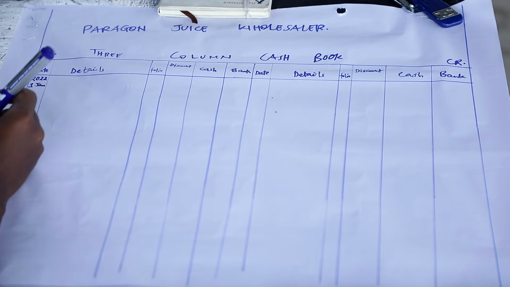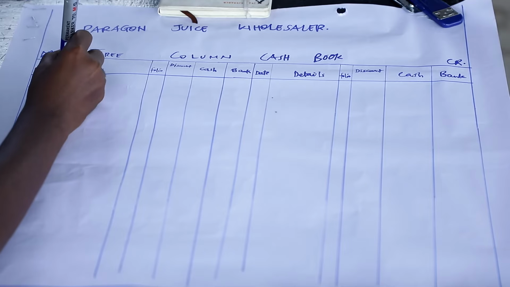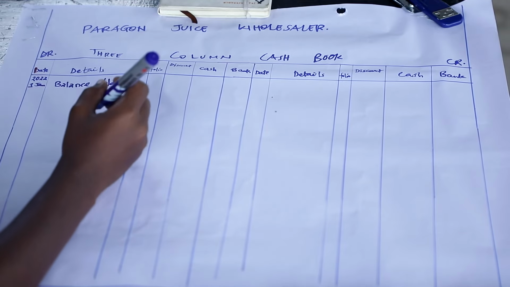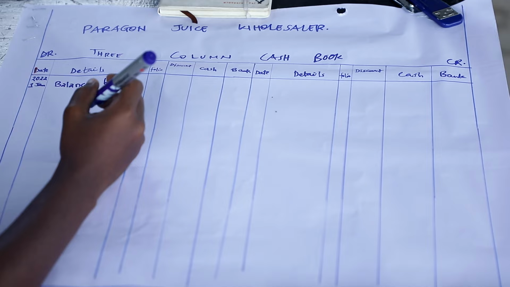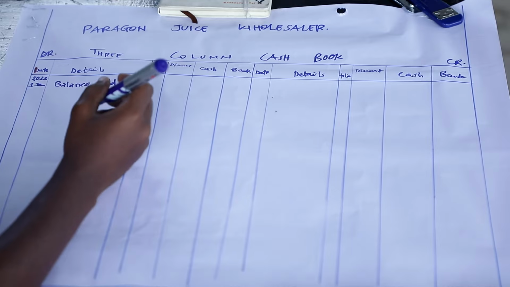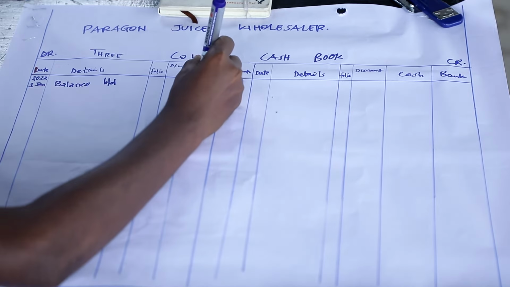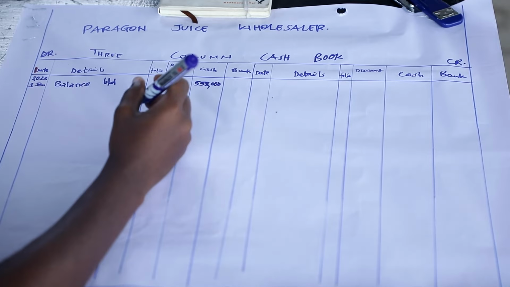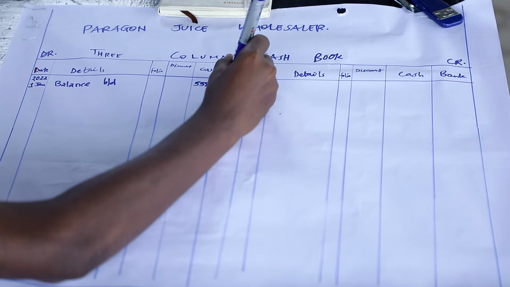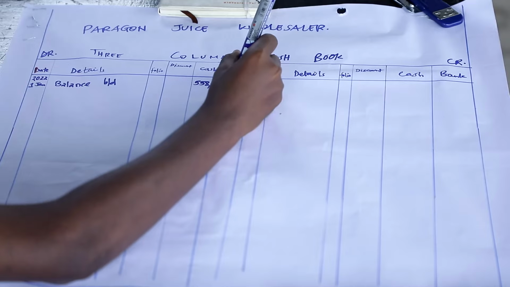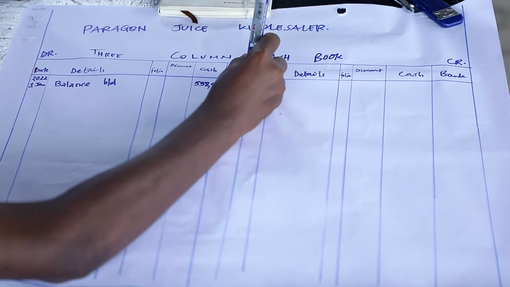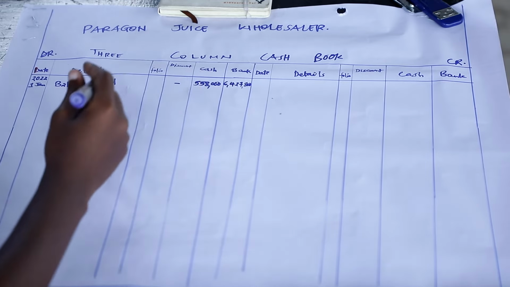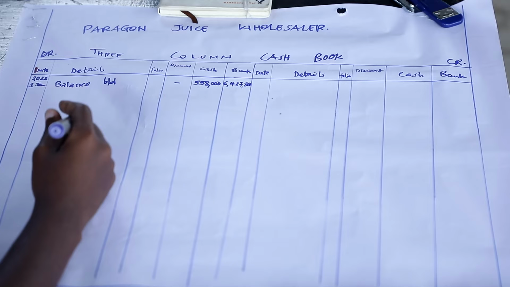where we have the balance brought down in cash. So we have the cash and bank balance: cash 500, bank 600, million 6,427,800. So this will be our first entry. We record the balance, and this has no need of explanation, because the balances have already been given to us.